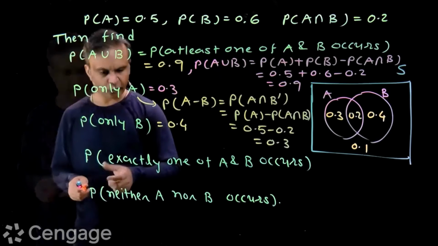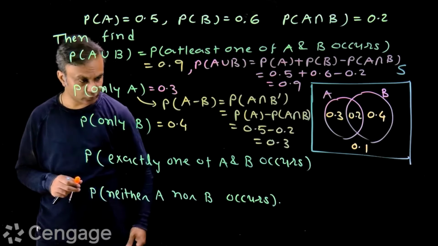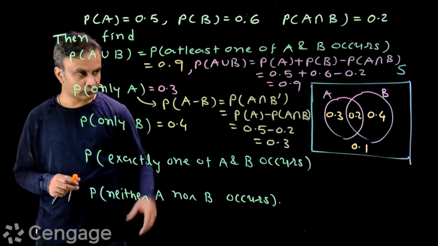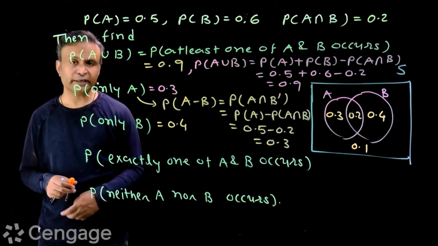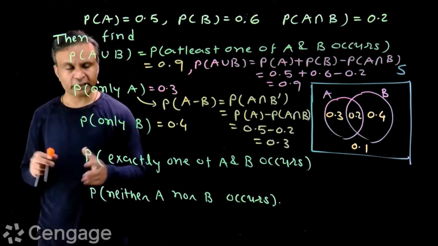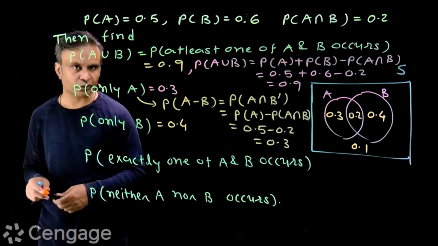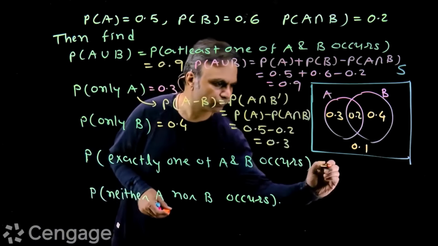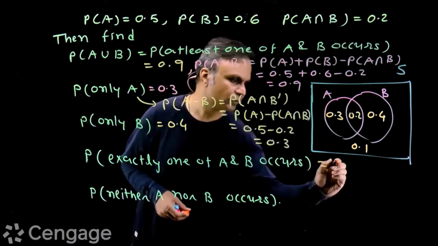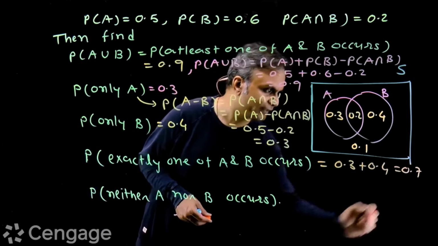Now probability of this event, exactly one of A and B occurs. Exactly one of A and B occurs means either only A occurs or only B occurs. Simultaneously both A and B are not occurring. A and B एक साथ नहीं हो रहे, यहाँ तो सिर्फ A हो रहा है, यहाँ तो सिर्फ B हो रहा है, ठीक है? This is equal to, from the Venn diagram, 0.3 plus 0.4. This is equal to 0.7.